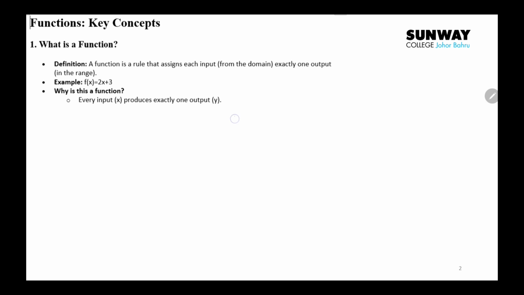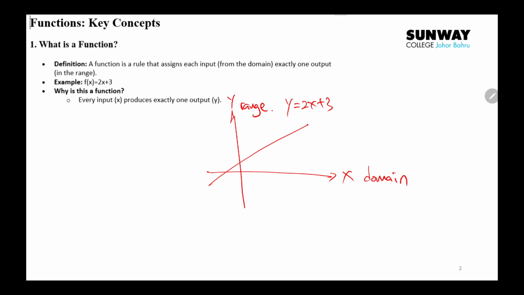For an example, if we draw a line, and this line is y equals 2x plus 3, where we have the x-axis as the domain, and the y-axis as the range. This is a function because for every x value, it will correspond to exactly one y value. This is a special case of function, and this is known as a one-to-one function.